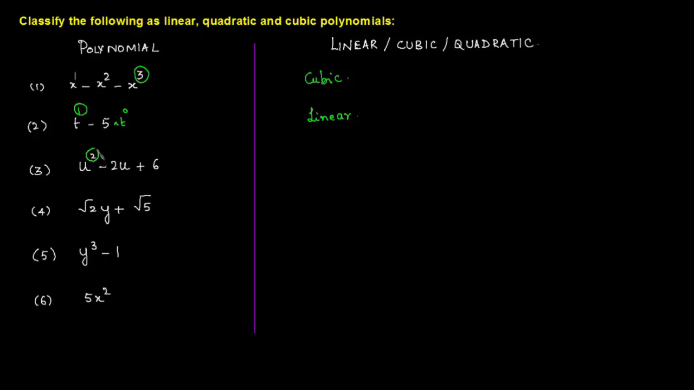Here the highest power to which the variable u has been raised is 2. Therefore it is a quadratic polynomial.